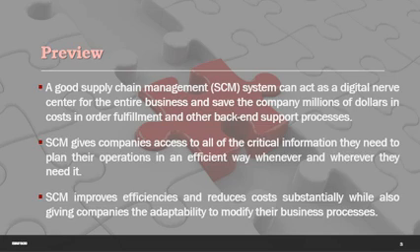As brick-and-mortar enterprises increase their web-enabled processes, there is one area where more attention is necessary: the firm's supply chain management. A good supply chain management system can act as a digital nerve center for the entire business and save the company millions of dollars in costs in order fulfillment and other back-end support processes.